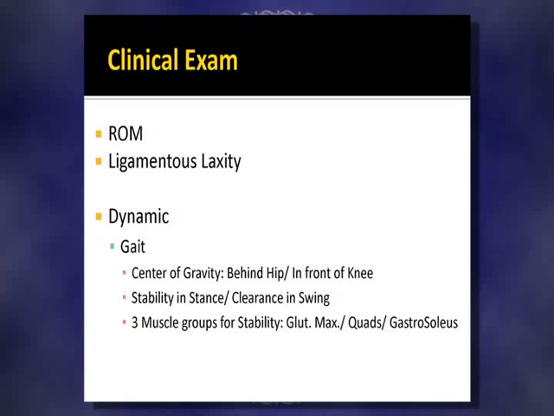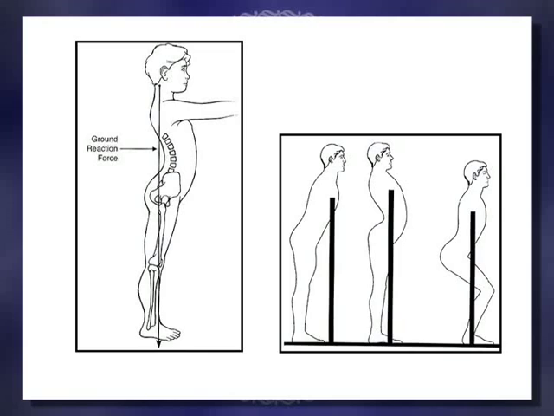And there are 3 sets of muscles that help to keep that center of gravity behind the hip and in front of the knee. There are the hip extensors, the glutes, the quads, and the gastrocs. And so this is that concept where your center of gravity is behind the hip and in front of the knee.